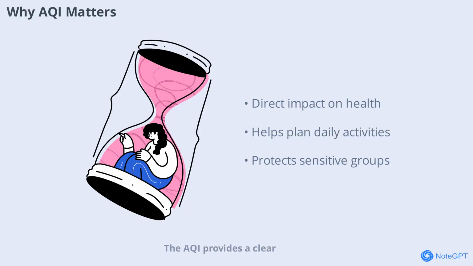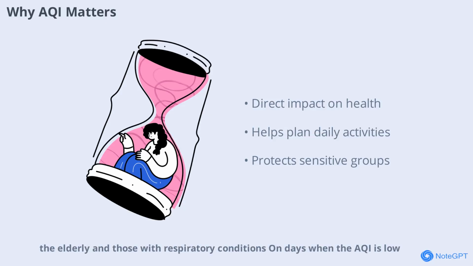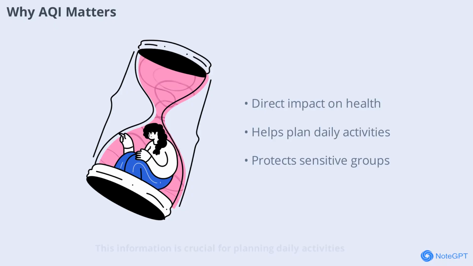Air quality has a direct impact on our health and well-being. The AQI provides a clear, easy-to-understand way to know if the air outside is safe to breathe. When the AQI is high, it means pollution levels are also high, which can be dangerous, especially for sensitive groups like children, the elderly, and those with respiratory conditions. On days when the AQI is low, the air is cleaner and safer for everyone. This information is crucial for planning daily activities such as exercising outdoors or keeping windows open. By checking the AQI, people can take steps to protect themselves and their families from harmful air pollution.